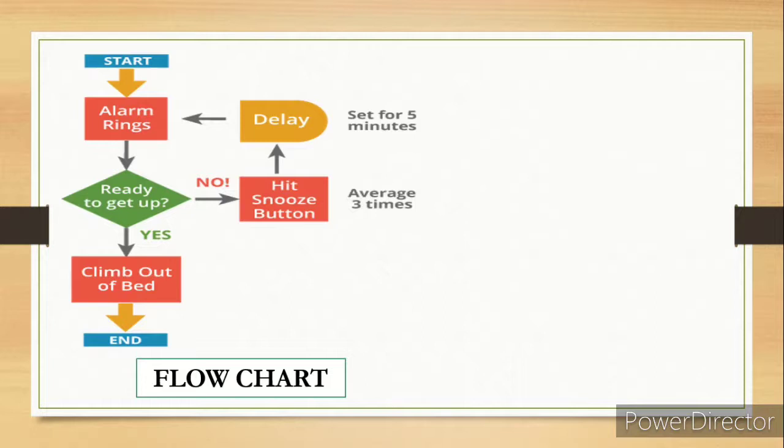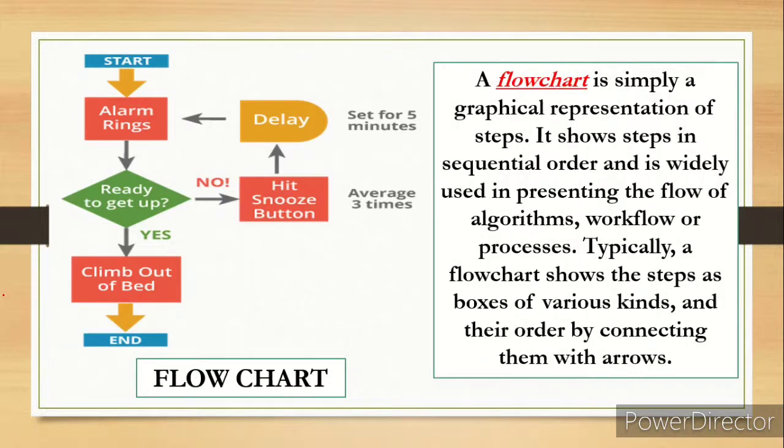Next, we have a flowchart. A flowchart is simply a graphical representation of steps. It shows steps in sequential order and is widely used in presenting the flow of algorithms, workflow, or processes. Typically, a flowchart shows the steps as boxes of various kinds and their order by connecting them with arrows. So we have here the start, then alarm rings, we have the box, then the arrow.